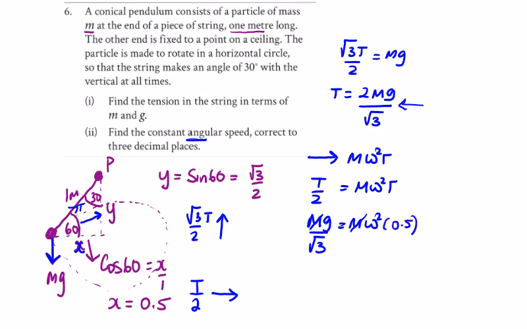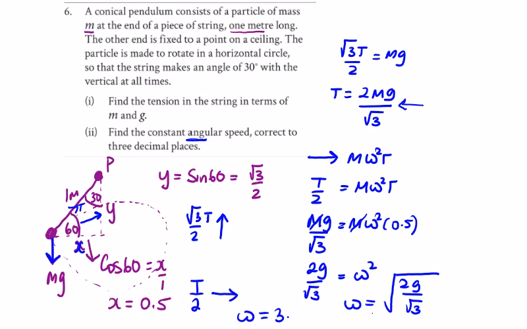So I'd have to multiply by 2 to get rid of the 0.5, multiply both sides by 2, and I'm going to get 2g over root 3 is equal to w squared, so w is equal to the square root of 2g over root 3, and that works out to be, the squared part works out to be 11.316, so if I get the square root of that, I get 3.364 radians every second. 3 decimal places is what they're looking for.